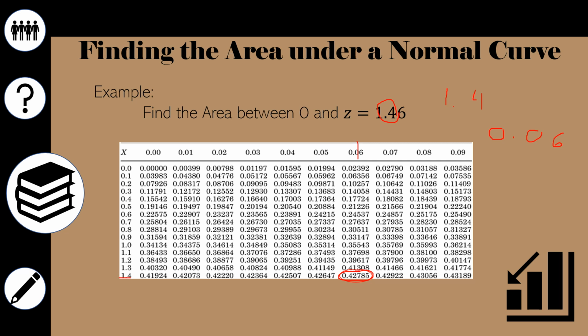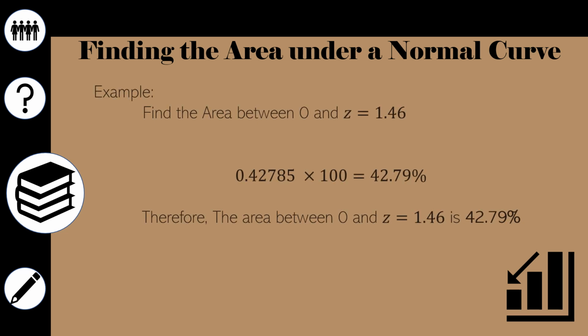So, what do we do after that? Well, we multiply it by 100. We multiply this by 100 in order to get the percentage. And the answer is 42.79%.